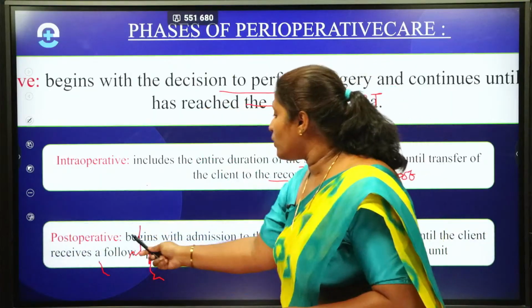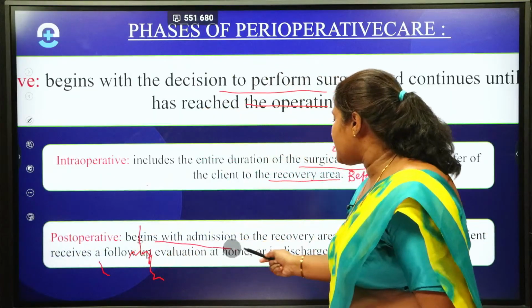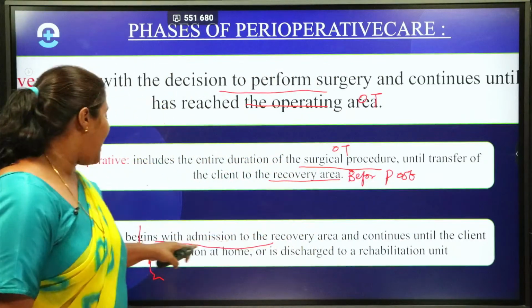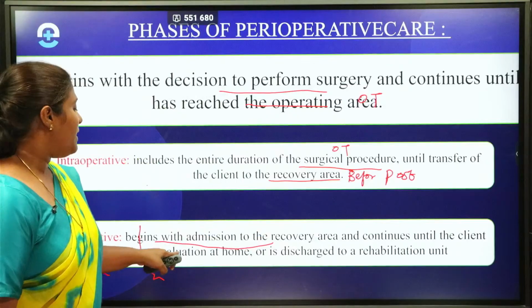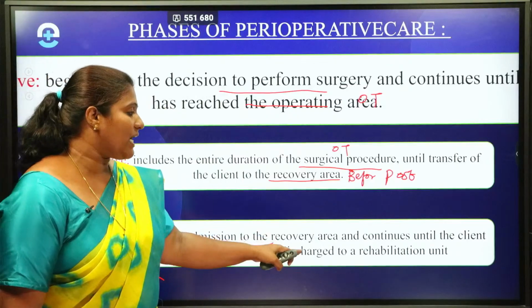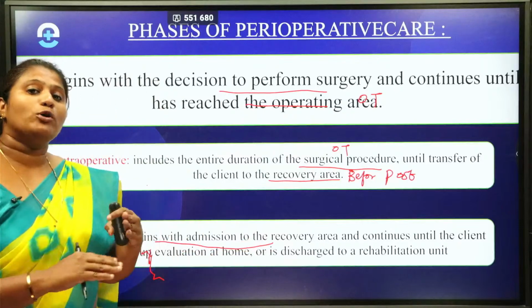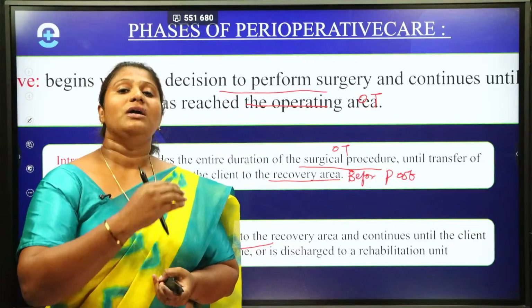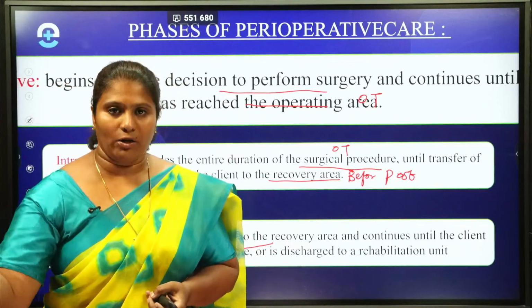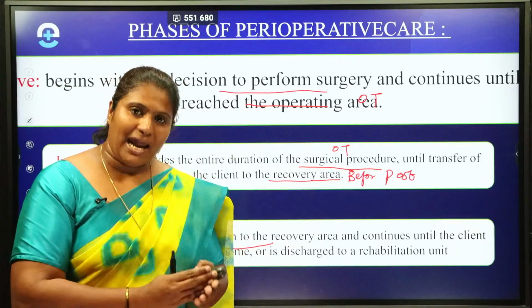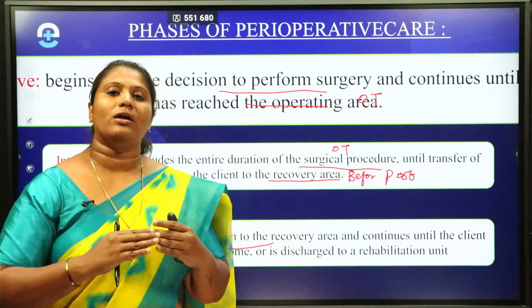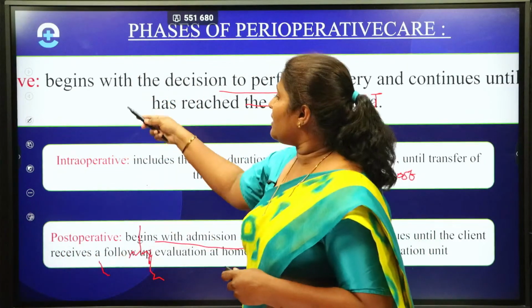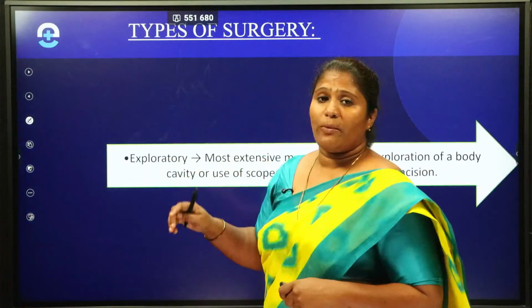Next one is postoperative nursing care. It begins with the admission to the recovery area and continues until the follow-up evaluation at home or discharge to the rehabilitation unit. Postoperative care means after the surgery, after we receive the patient in the recovery room to the postoperative bed, from that time onwards to the discharge time, what nursing care has to be done. That is called postoperative nursing care. So these are all the three phases of perioperative care.